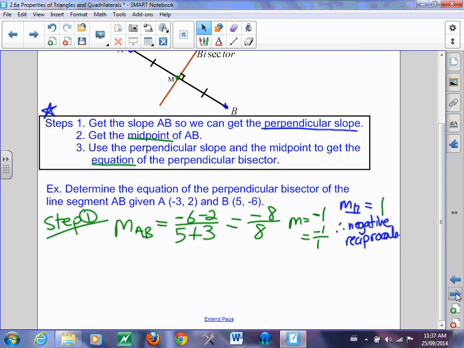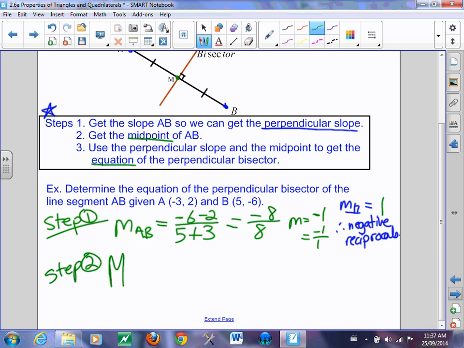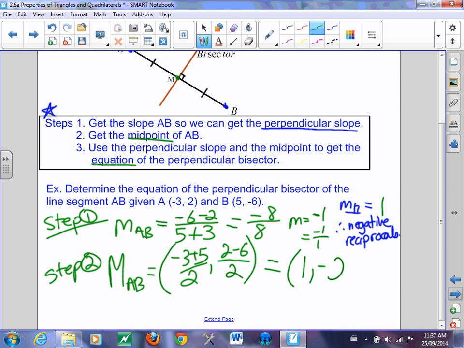Awesome. Okay, step 2, ladies and gentlemen. Step 2 is to find the bisector, so we need the midpoint. That's a capital M. So M of AB equals the addition of your two x's divided by 2 plus the addition of your y's divided by 2. Okay, simplify that through, and we have 1 and negative 2.